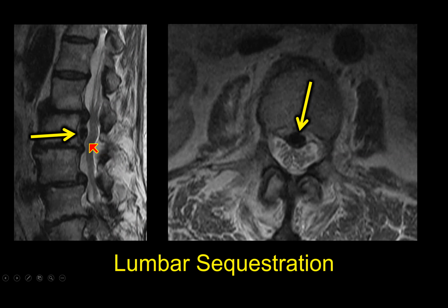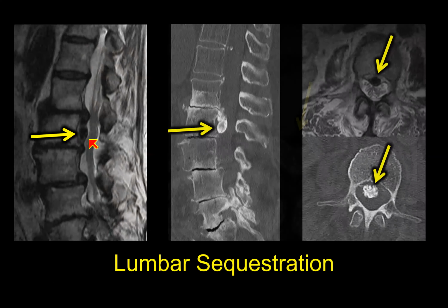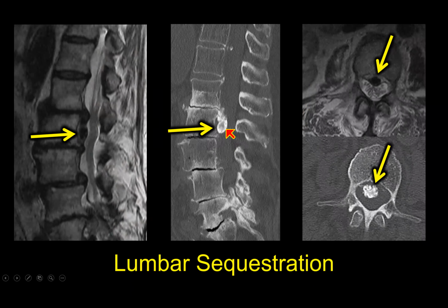Now, over time, this may become very desiccated and may actually calcify. So in this case, we had nice correlating CT. So we see very heavily calcified sequestration from this extrusion of disk material. So it was very dark on all the MR sequences. That correlates nicely with the heavily calcified appearance that we see on CT of this case.